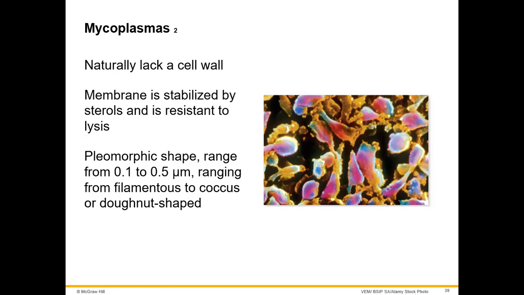Mycoplasmas, the very small bacteria, remember we said they do not have a cell wall. They have sterols in their cell membrane, which helps to protect them from lysis. They're pleomorphic, that means they have variable shape. They can range from 0.1 to 0.5 microns. They can have a filamentous to a coccus shape or even a donut shape.